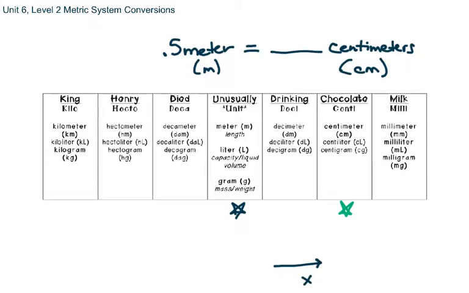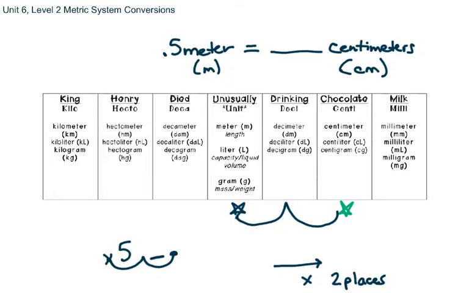And let's figure out how many places that it is. Count with me. 1, 2. So I'm moving to the right 2 places. Now again, because 5/10 already has a decimal, I don't need to add one. All I have to do is move that decimal 2 places to the right. 1, 2. My new decimal is there. And again, I'll add that placeholder of 0 in there. So 5/10 of a meter is equal to 50 centimeters. Again, this is level 2 of Unit 6 Metric Systems Conversions.